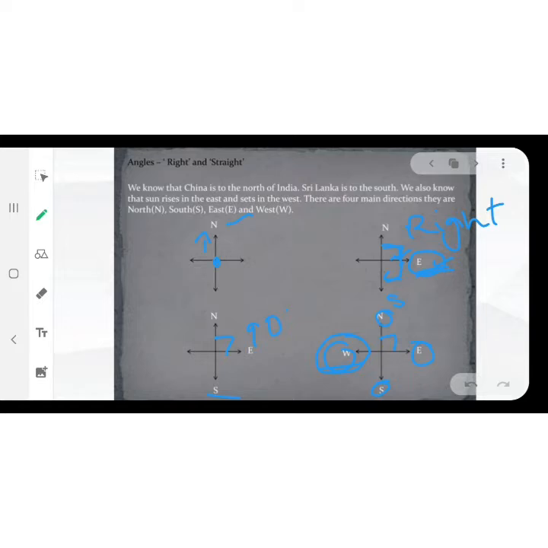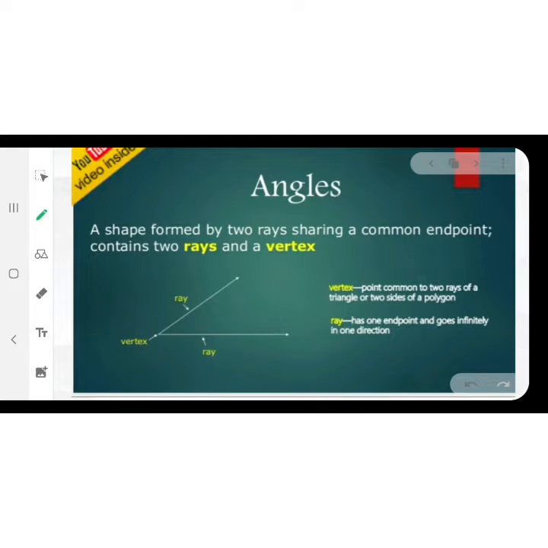Okay, now moving further, the definition of an angle is a shape formed by two rays, that is ray 1, ray 2, sharing a common endpoint, that is the vertex. It contains two rays and a vertex. So this is your angle.